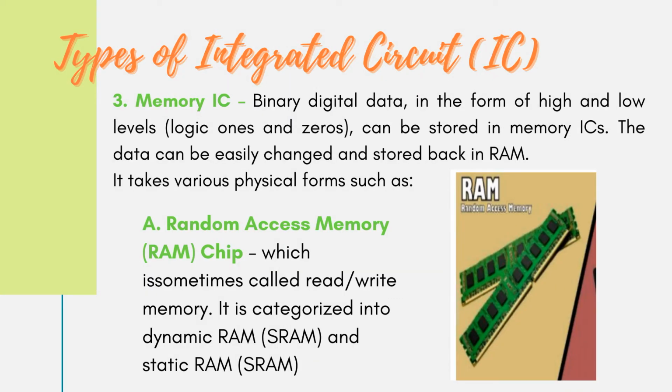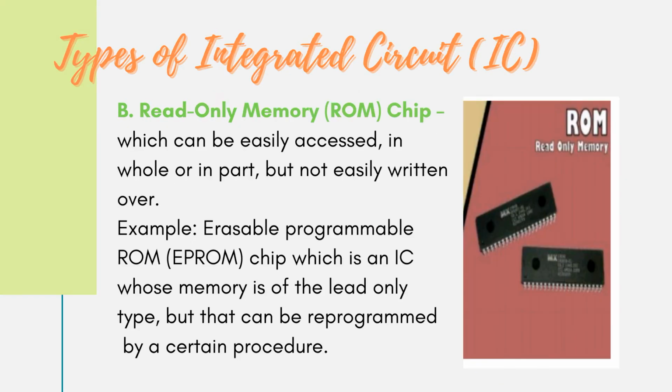3. Memory IC. Binary digital data, in the form of high and low levels, logic 1s and 0s, can be stored in memory. The data can be easily changed and stored back in RAM. It takes various physical forms such as a random access memory, RAM, chip, which is sometimes called read-write memory. It is categorized into dynamic RAM, DRAM, and static RAM, SRAM. B. Read-only memory, ROM, chip, which can be easily accessed, in whole or in part, but not easily written over.